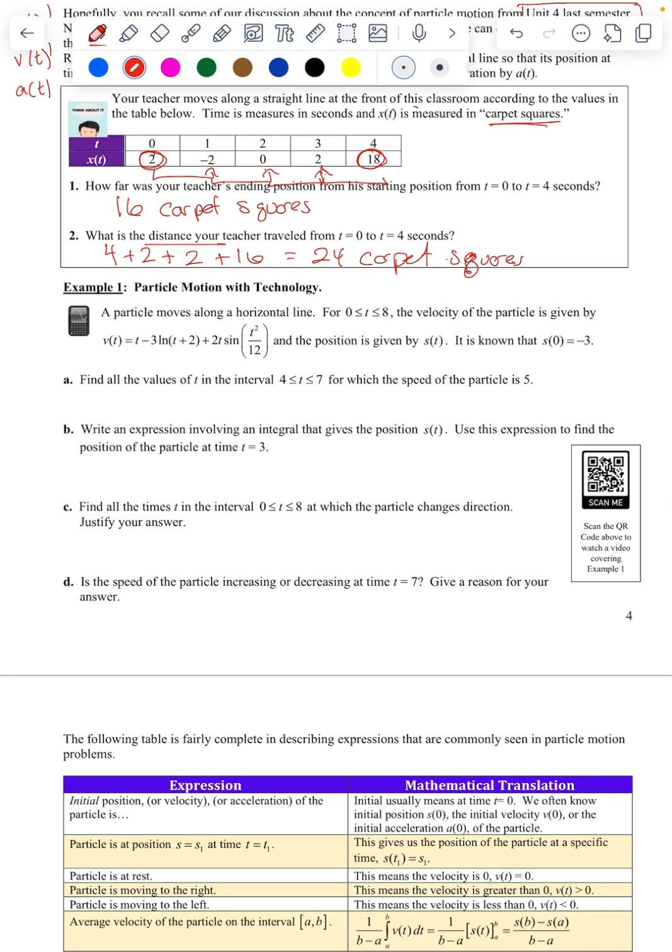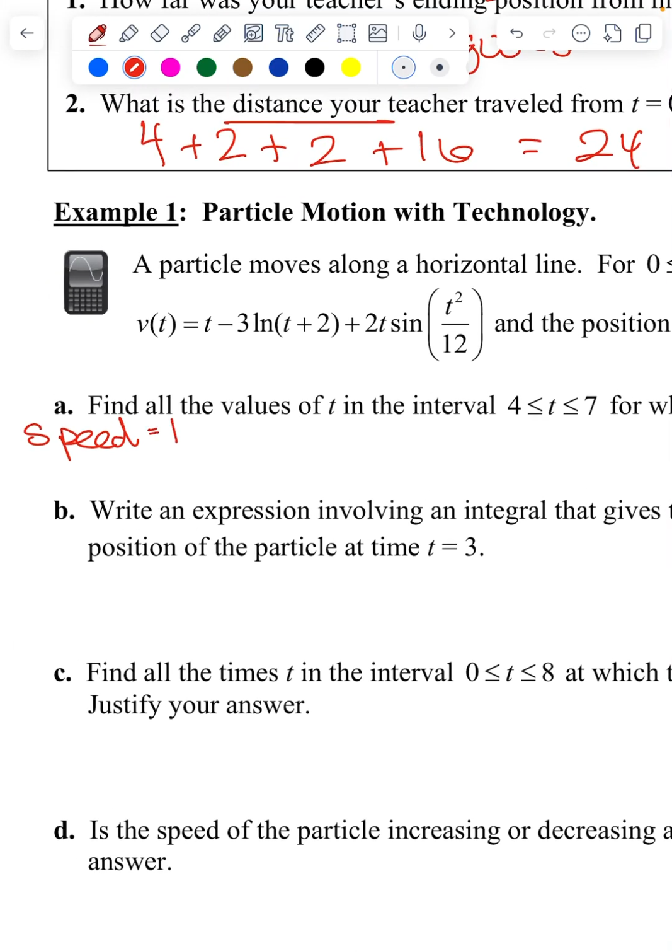Now, example 1, particle motion with technology. You'll need your calculators out. And I'm not going to do the math in the calculator. I'll let you guys do that. But part A tells us: find all the values of t in the interval from 4 to 7 for which the speed of the particle is 5. All right. So basically, I need to figure out the speed. And if you guys remember, speed is equal to the absolute value of velocity. So we want to figure out when speed is equivalent to 5.